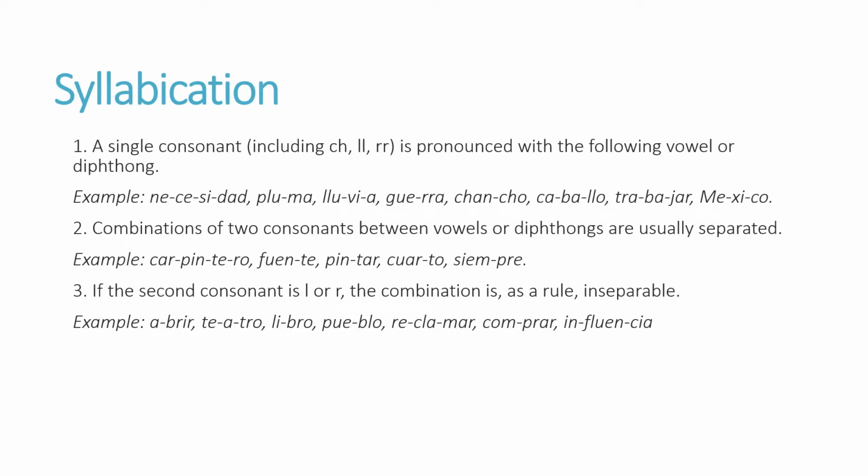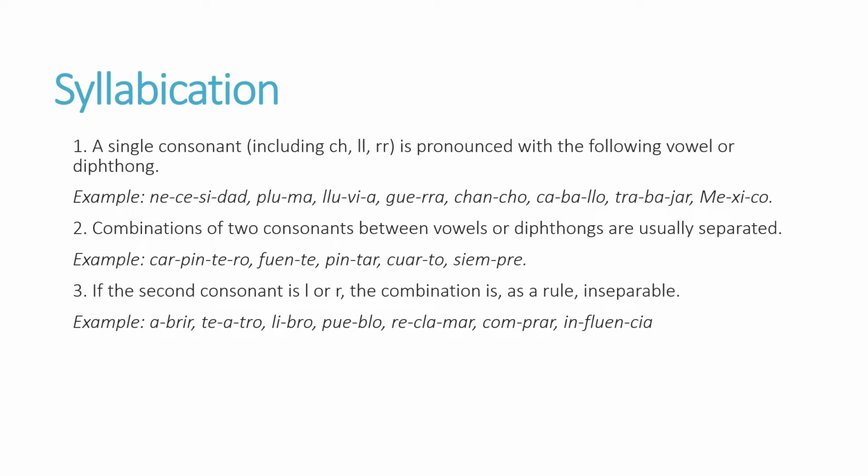Syllabization is a very important concept in Spanish. It will help you to understand and actually pronounce correctly words that probably you don't even know the meaning. For example, one of the rules that are important to remember is a single consonant, including the CH, the double L, and the double R that exist in Spanish, are pronounced with the following vowel or diphthong. For example, necesidad, pluma, guerra, chancho, caballo, trabajar, México.